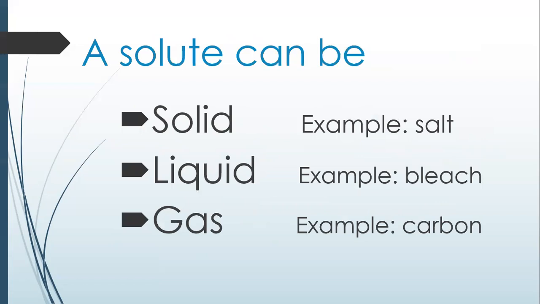There are three kinds of solute. Solute can be solid. Example, salt. Solute could also be liquid. Example, bleach. What's a bleach? That's the one that you use to take out the stains in your clothes. Sample brands of bleaches are Zonrox, Clorox, like that. And for gas, is it possible for a gas to be a solute? Yes, it can be. Carbon dioxide.